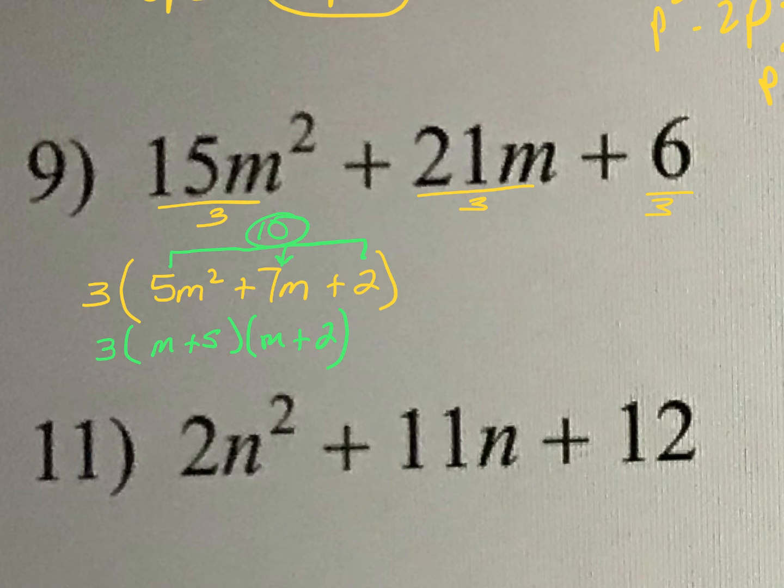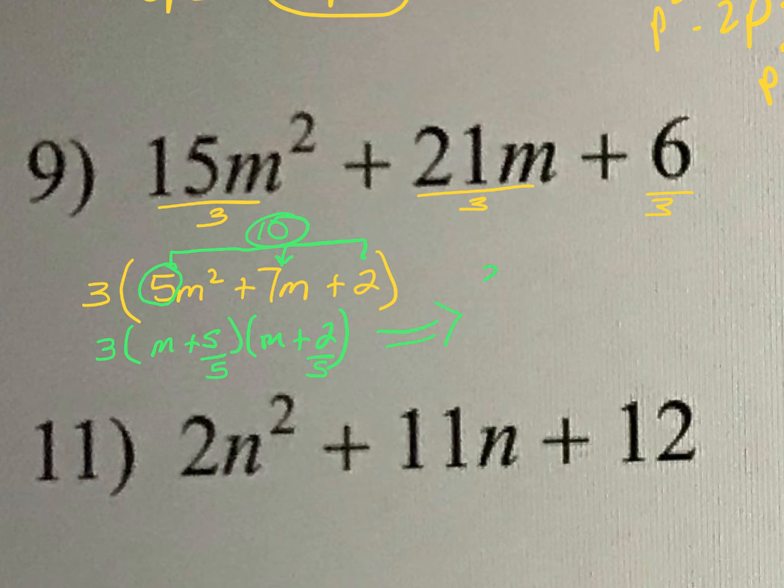Now, things are a little different in this case because my a term is not 1. What do I have to do with this a term right here? Divide both factors that we found. This is how I factor when a is not 1. You guys may be taught a different way, but this is how I do it.